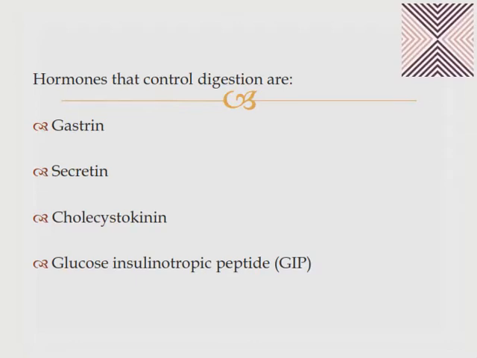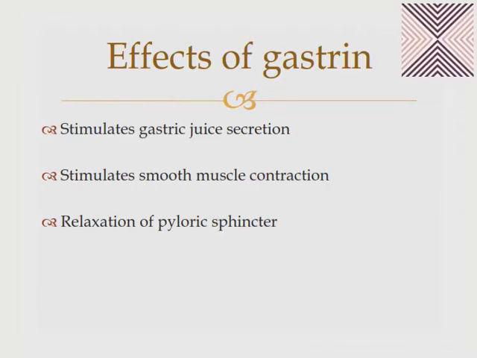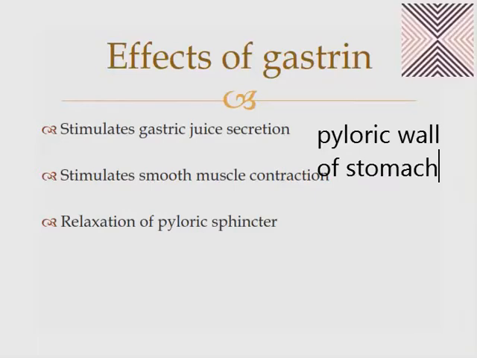So first of all, we are taking gastrin. The major effect of gastrin is that it stimulates the gastric juice secretion. It is a very well-known fact that the nervous phase of the secretion of gastric juice is followed by the chemical phase. Now this chemical phase involves the secretion of gastrin. Gastrin is secreted by the pyloric wall of the stomach. This is a very important thing to note.